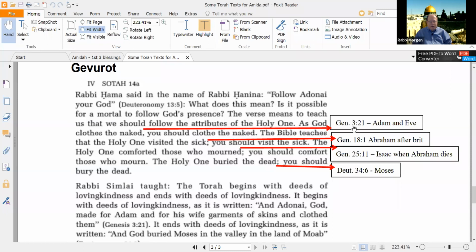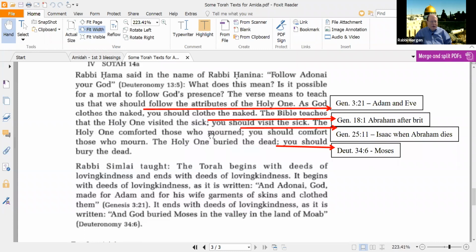So I put in the Bible verses here. Genesis 3:21, when he kicks Adam and Eve out of the Garden of Eden, he gives them clothes to wear, right? So that was put into the Bible, according to Rabbi Chama, in order to teach us that we also should clothe the naked. People who don't have money to buy clothes, we should buy clothes for them, so they shouldn't have to be naked. The Bible teaches that the Holy One visited the sick. We should visit the sick. When did God visit the sick? Here in Genesis 18, he visited Abraham after the Brit Milah, right? So that is there to teach us that we also should visit the sick.